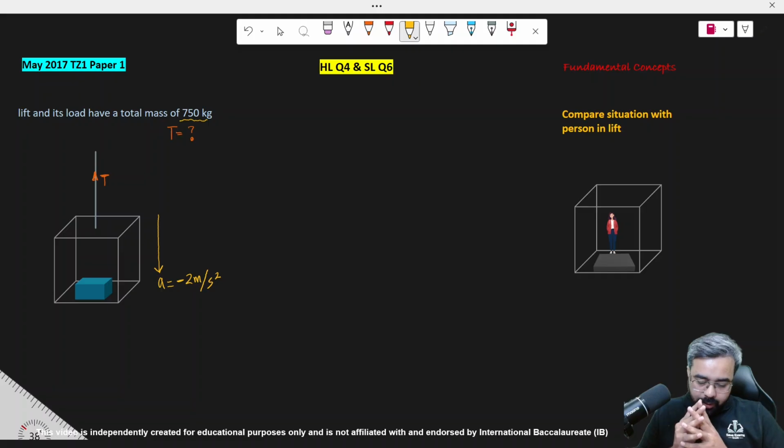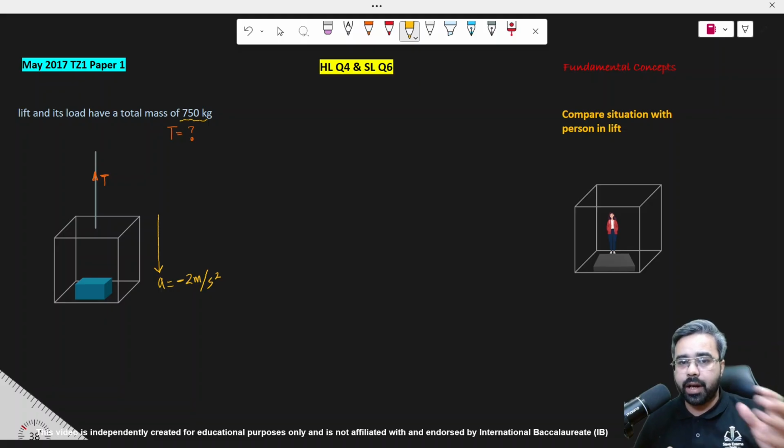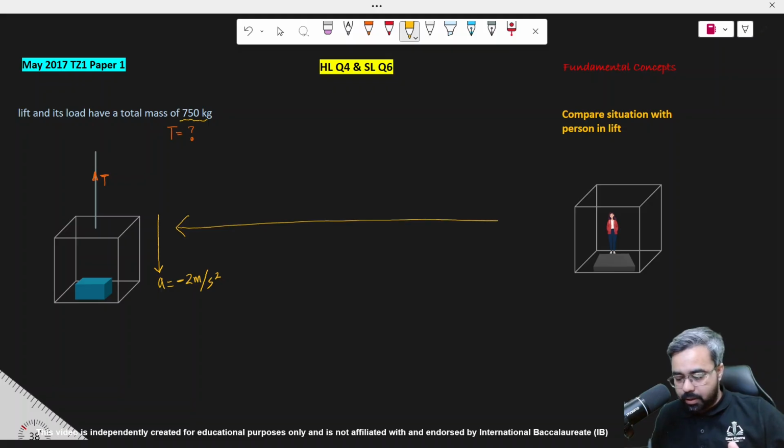Now this downward acceleration means that the system's weight is more than the force of tension, but we need to calculate the tension in the cable. At the end of the video, I will compare this scenario with the scenario where you are in a lift, and how your apparent weight changes.